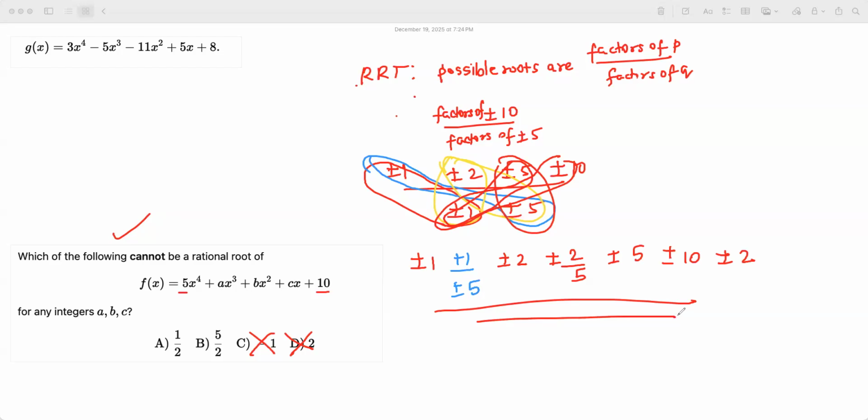Which of the following cannot be? I did it till here and then I got confused on how to figure out if A or B is the answer. Which of the following cannot be a rational root means, see here, it can be plus or minus 1, right? So this one is possible, this is possible, right? For any integers a, b, c. So 1 by 2 and 5 by 2. But wait.